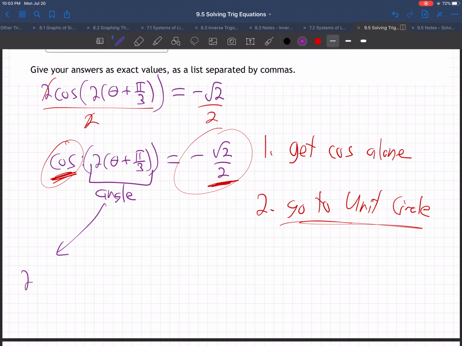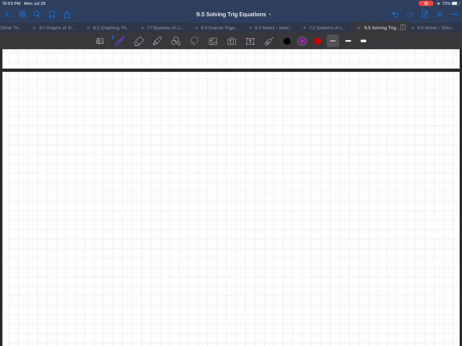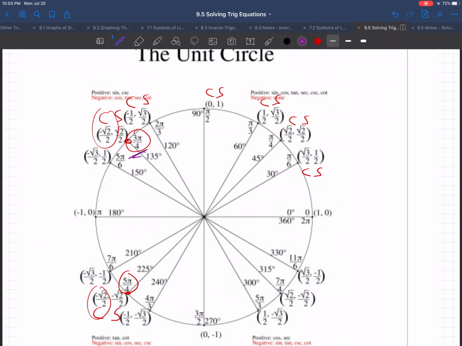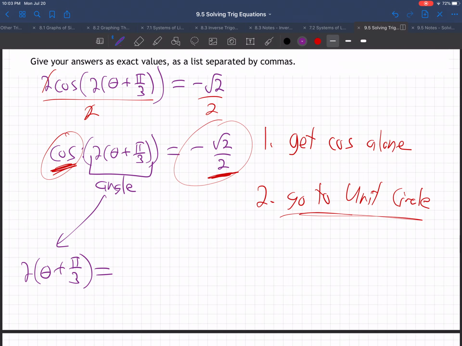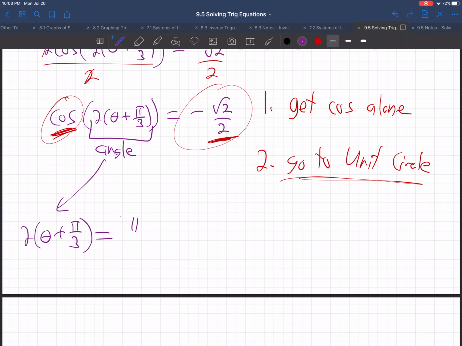So that means that angle, that whole inside angle, is, I already forgot, what are those two? 3 pi over 4 and 5 pi over 4, okay. That whole inside angle is 3 pi over 4, or 5 pi over 4. Does that make sense?